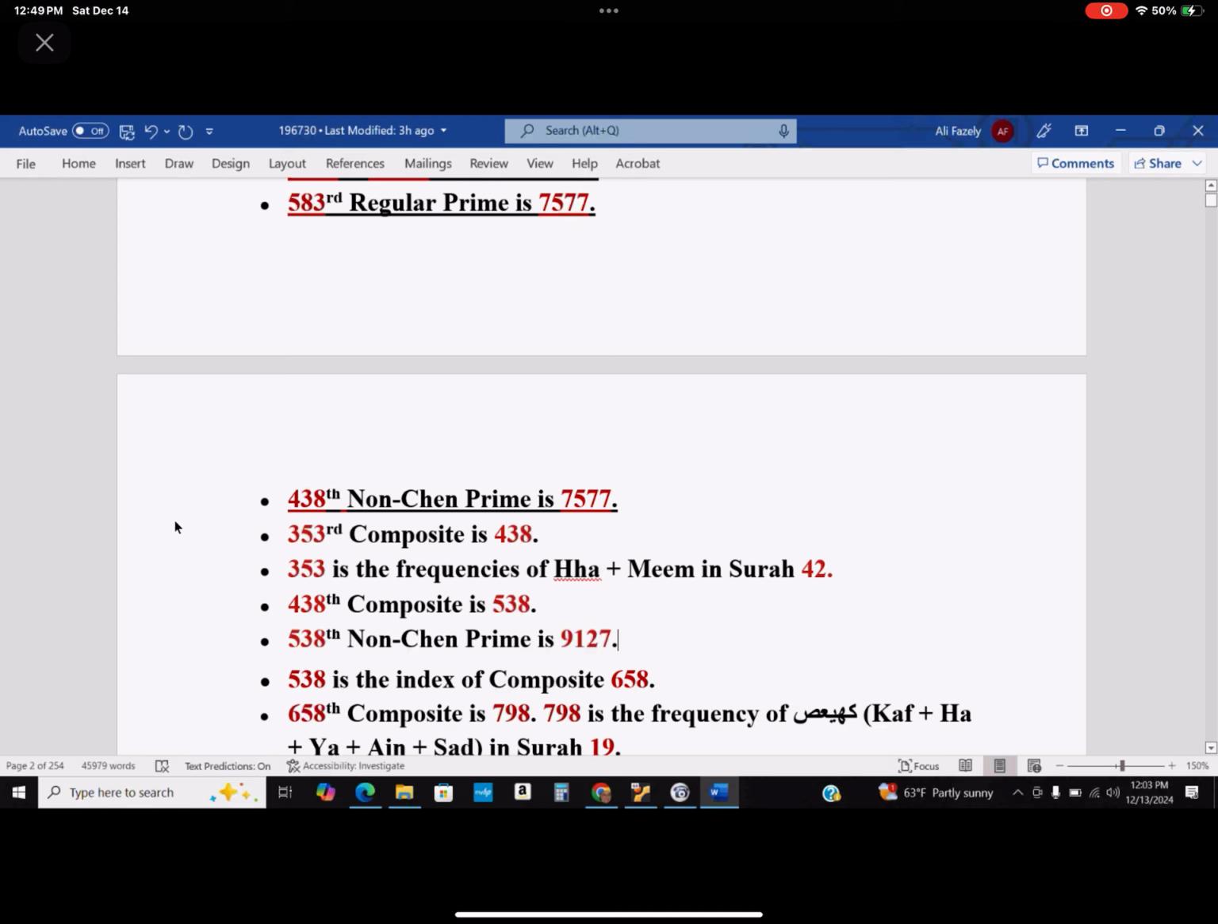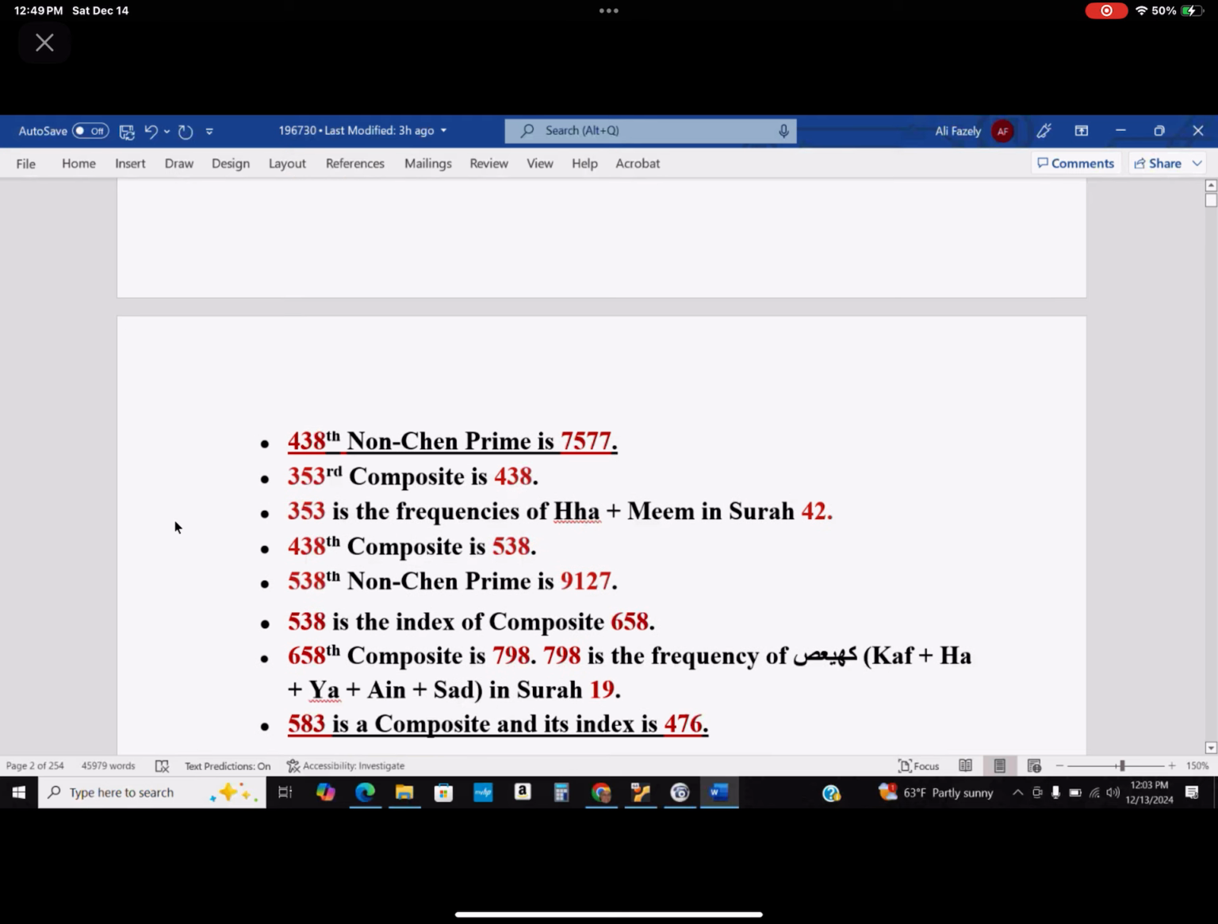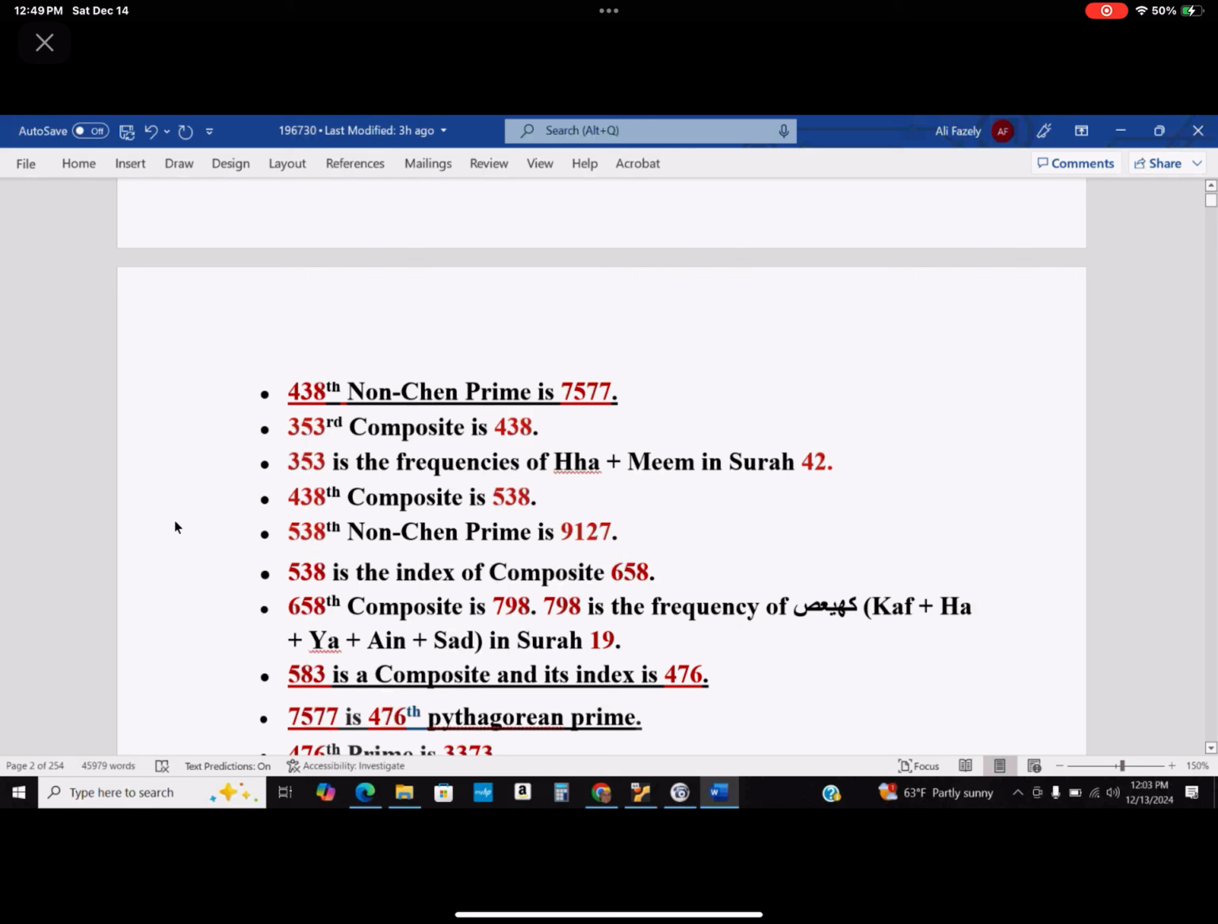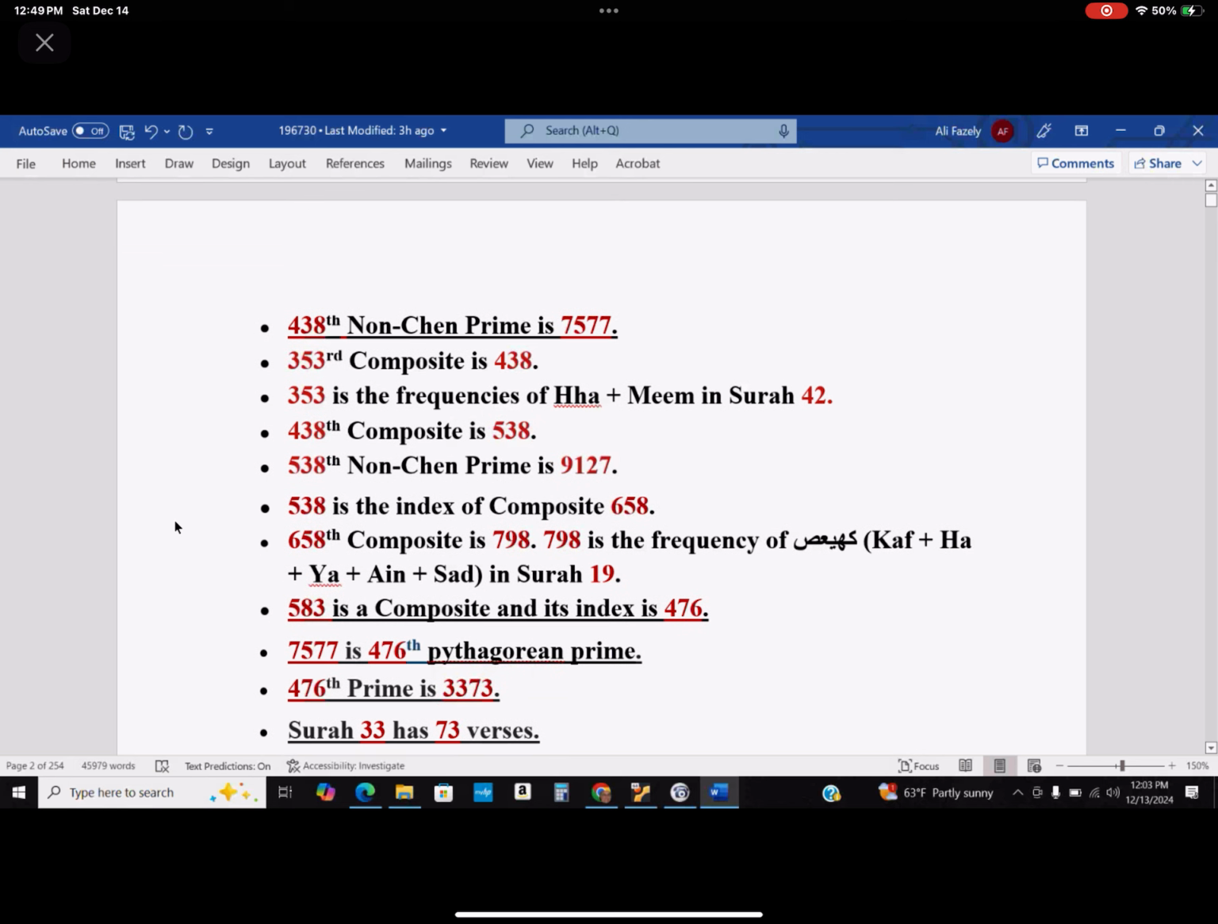Okay, the 538th non-Chen prime, as I said, is 9127. Okay, and then we come down here, and we also find out that 538 is the index of composite 658. 658 composite is 798, and 798 is the frequency of Kaf, Ha, Ya, and Sad in chapter 19 in the Quran. Okay? Now, remember now, at the very beginning, 30-some, 40 years ago, the idea was that Rashad encountered these frequencies of these letters in chapter 19.